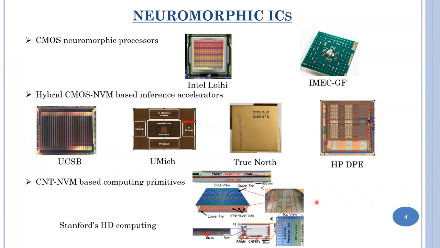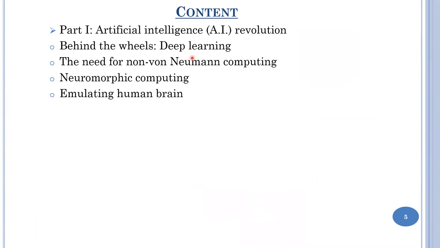Now with this introduction to the state of the art in neuromorphic ICs, let me give you a brief overview of what is to be covered in this lecture. First, I would talk about the artificial intelligence revolution and deep learning, which has been the driving force behind it. These form the basis for the devices, circuits, and systems that we develop here at IIT Kanpur. Then I'll talk about the need for non-human computing systems. Then I'll briefly introduce what exactly neuromorphic computing is and what you can classify as neuromorphic. Then I'll discuss the attempts to emulate the human brain.